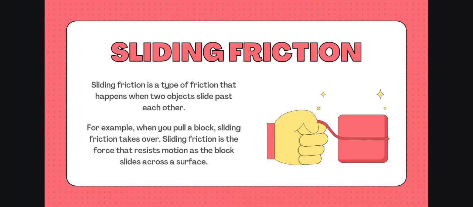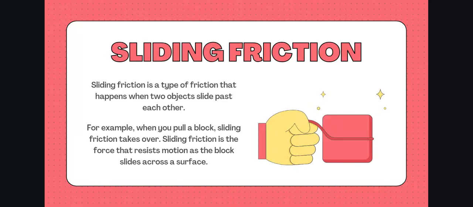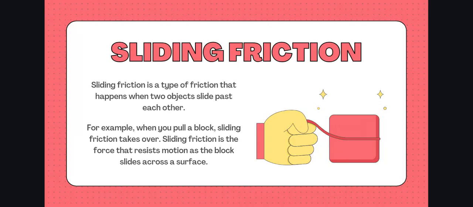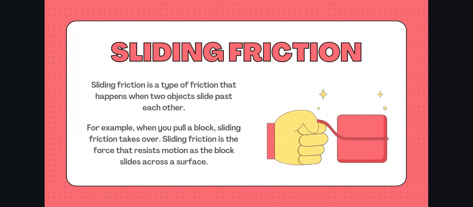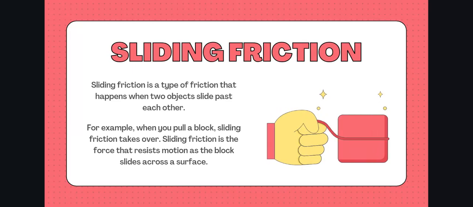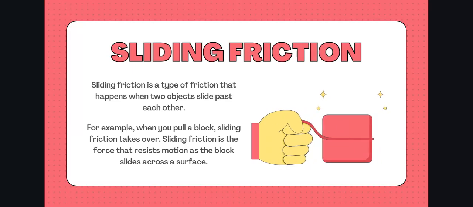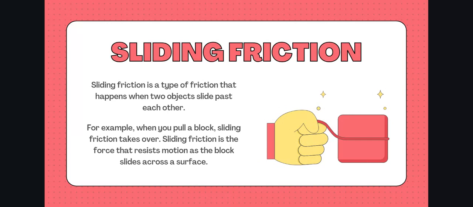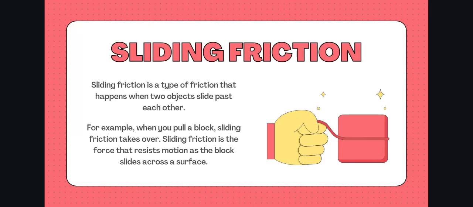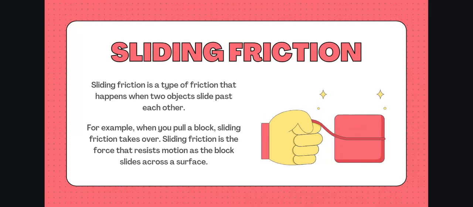So sliding friction. This is pretty obvious. It just happens to be in the name. This is when you pull or push a block. The sliding friction takes over now. And this is a force that resists motion. So basically, friction works against you. And it tries to stop the block as it moves across a surface, which is what happened in the shelf example that I gave you.